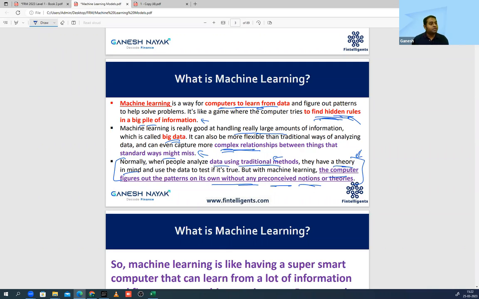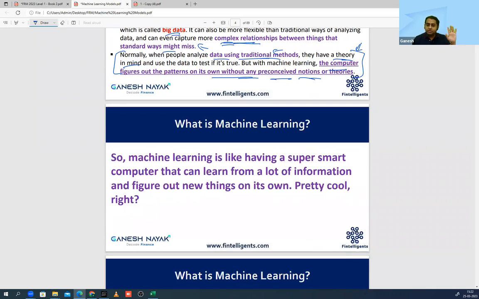But when you look at machine learning, you give it so much huge data as input, it will try to find those variables which you never thought are actually impacting. Clear hai yahan tak? Okay. So in a very simple language, what is machine learning doing? It's a super smart computer which is basically trying to use a lot of data, trying to find new things.